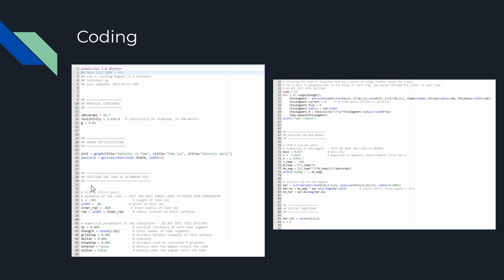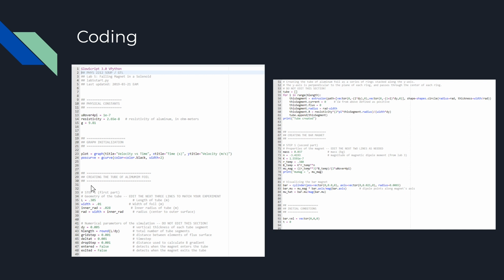Now I'm going to walk you through my coding. There are the physical constants, then the graph initialization, which are all given. Then I had to create the geometry of my tube and foil. So this is the length, width, and radius, and the radius calculation. Then there are more numbers that I wasn't supposed to edit.